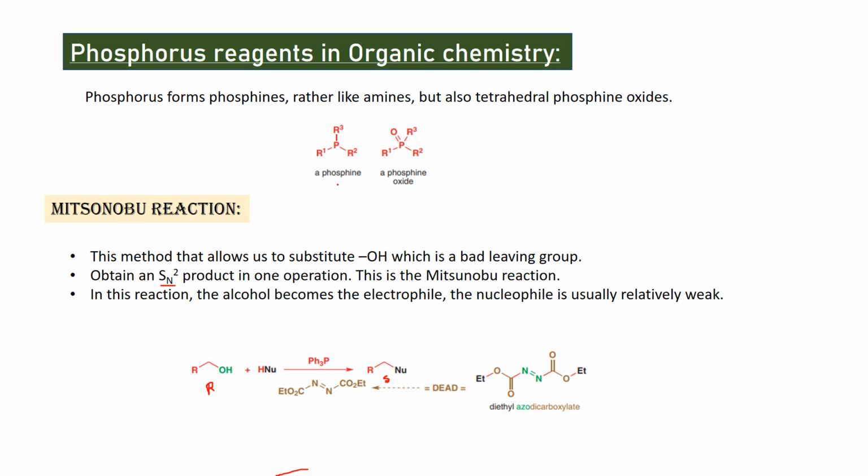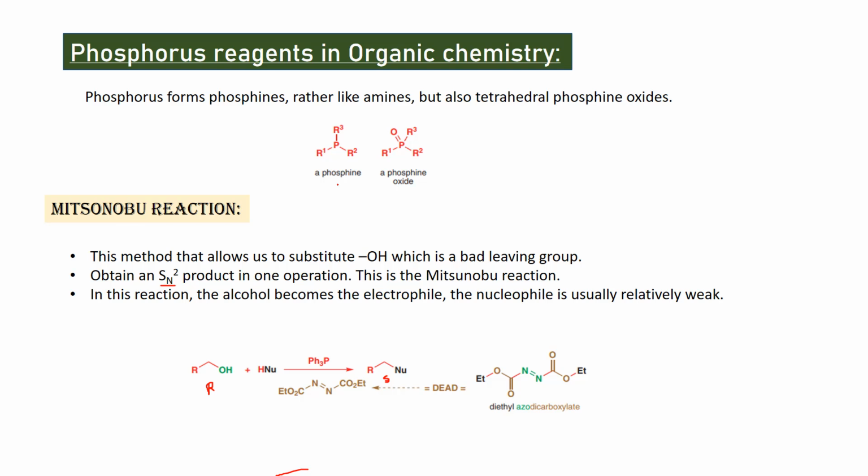The next reagent in organic chemistry is phosphorus. Phosphorus is one of the important reagents because of its low toxicity and very strong bond formation. Phosphorus forms phosphines, rather like amines, but also tetrahedral phosphine oxides. Phosphorus belongs to the nitrogen series, so it has a similar type of reactivity, and due to the presence of vacant d orbitals, it can also show variable oxidation states. One of the important named reactions using phosphorus is the Mitsunobu reaction.